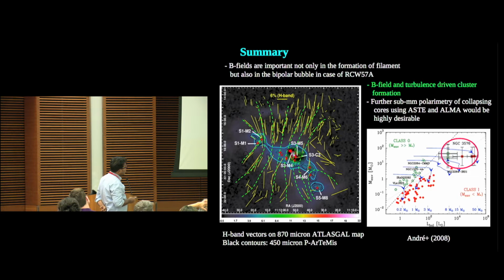According to the envelope mass versus bolometric luminosity diagram, each core hosts different Class 0 and Class 1 sources. According to this diagram, the cores lying very near the central part are going to form Class 1 sources, and the cores far away from the central region are forming Class 0 sources. Further, submillimeter polarimetry with ASTE and ALMA will be highly desirable to understand the magnetic fields at lower scales.